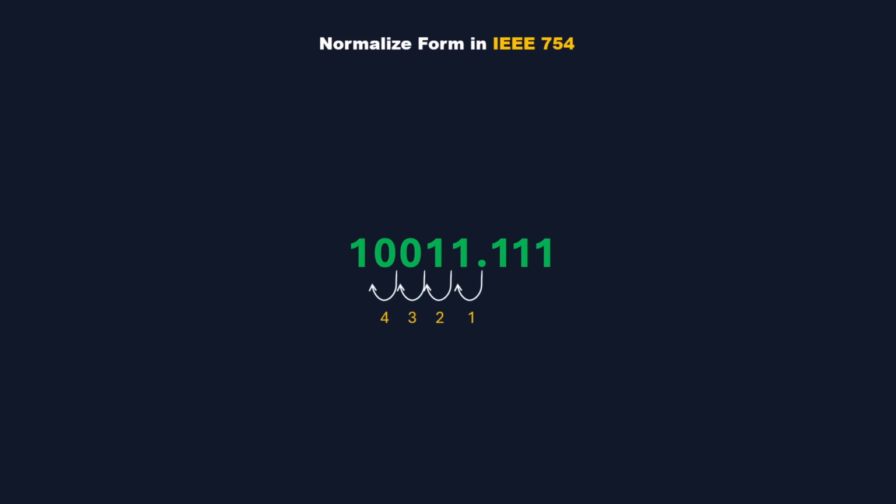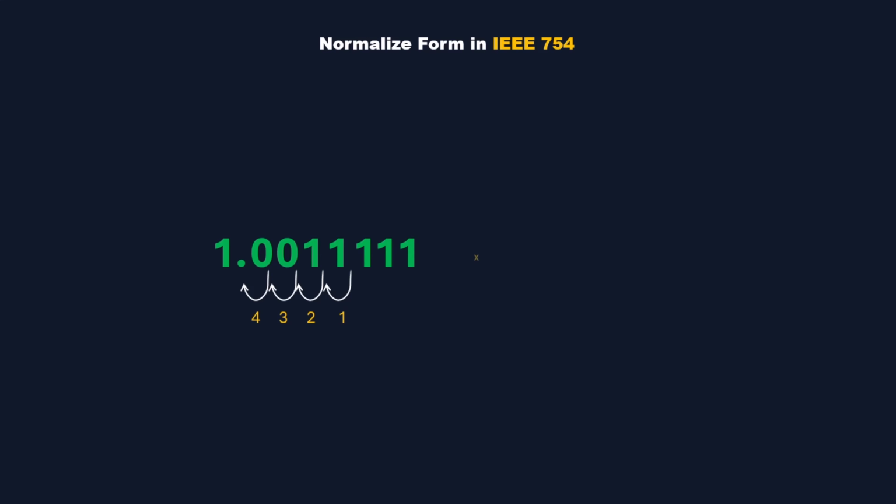Now we have a standard that tells us how to represent and store floating point numbers in a computer. This standard is IEEE 754. First, we need to normalize the binary number and write it in scientific notation. To do this, we shift the decimal point left or right until only one integer digit remains. For our number, we need to shift 4 times to the left, and the result becomes 1.0011111. Now we write the number in scientific form using the base, which here is 2, raised to the power of the number of shifts, which is 4.